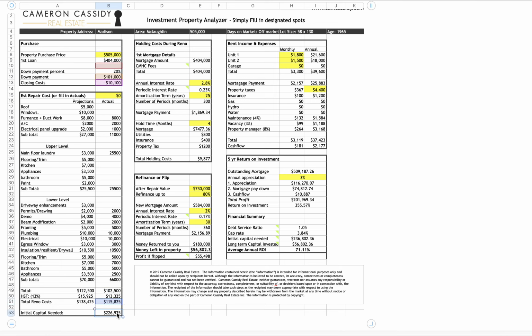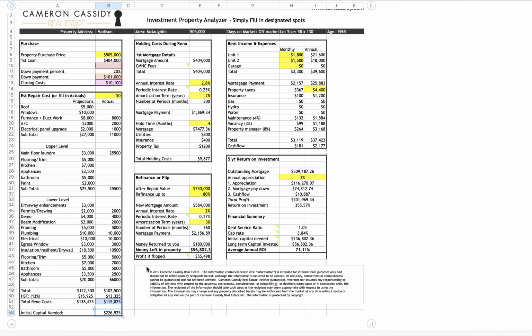That gives you your initial capital needed, which ends up being your closing costs, your down payment, and then your rental budget. There is a spot there if you do have additional loans, or sometimes people finance even their down payment to leverage themselves even higher. So there is an option there for that as well.